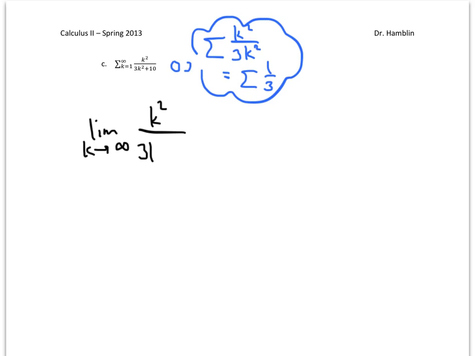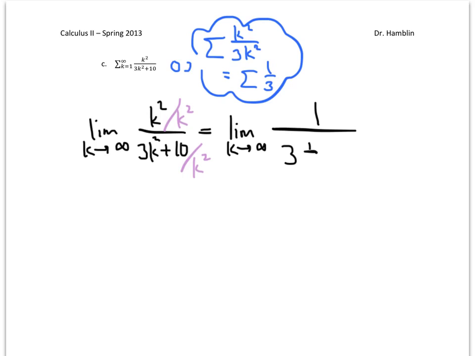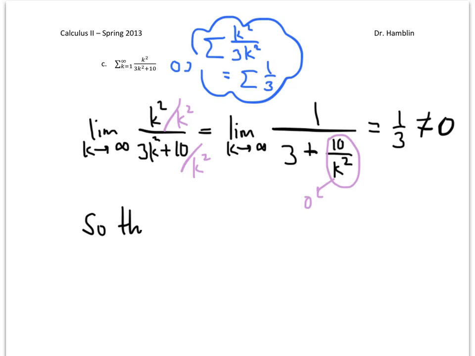of the terms of my series, k squared over 3k squared plus 10, either by L'Hopital's rule or dividing top and bottom by k squared. Let's divide top and bottom by k squared. So when we do that, we get the limit as k goes to infinity. On the top I just have 1, on the bottom I have 3 plus 10 over k squared. 10 over k squared, that's going to go to 0. And so in the limit, I'm going to get 1/3. And 1/3 is not 0, which means this series cannot converge. It must diverge by the test for divergence.